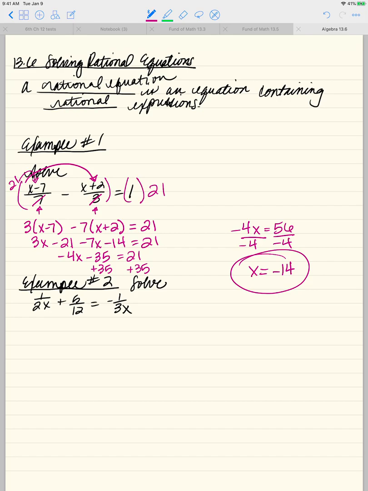Example number 2. We have 1 over 2x plus 5 over 12 is equal to negative 1 over 3x. What's going to be our LCD between 2x, 12, and 3x? It's going to be 12x. So multiply both sides by 12x so that we can clear our fractions.